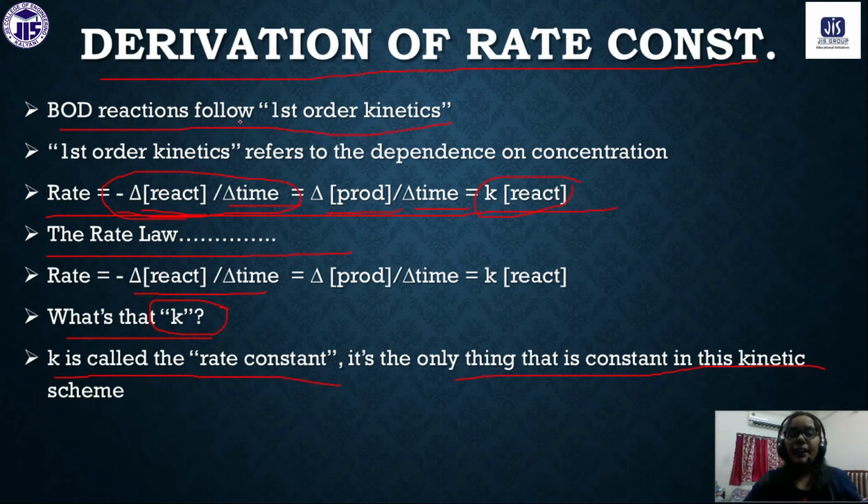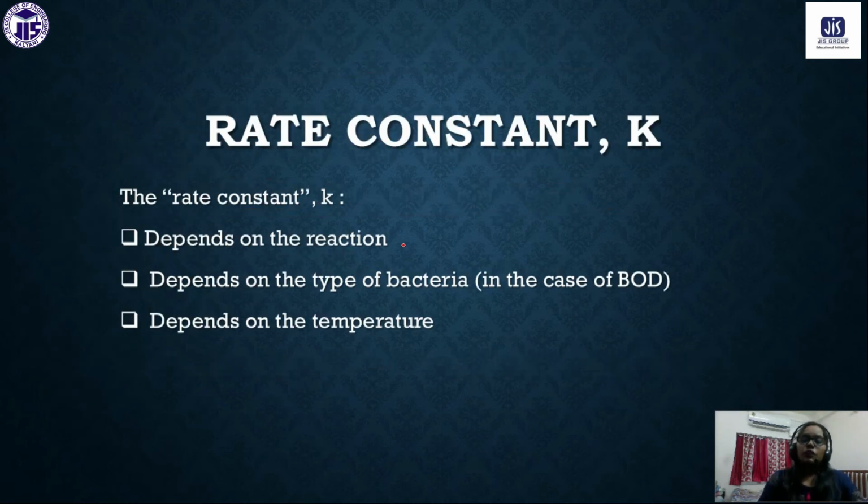One more thing you should know: BOD reactions follow first order kinetics. All types of BOD reactions follow first order kinetics. These are some of the variables: the rate constant depends on the reaction. Whatever the reaction mechanism is, the value of K will depend on it. It also depends on the type of bacteria.